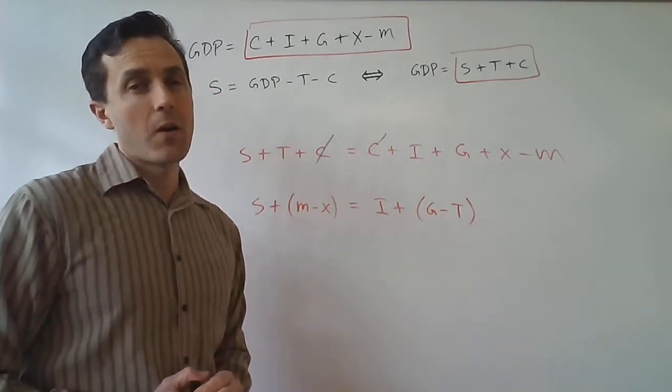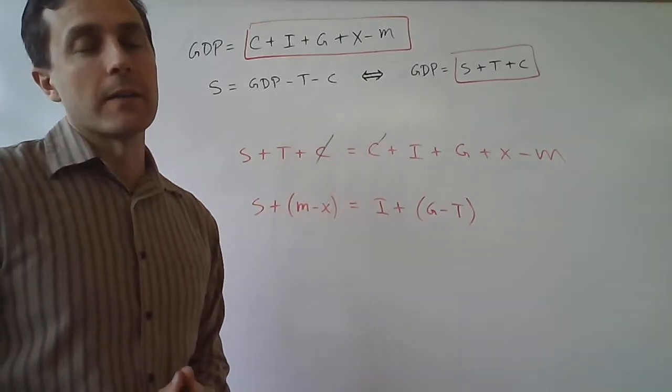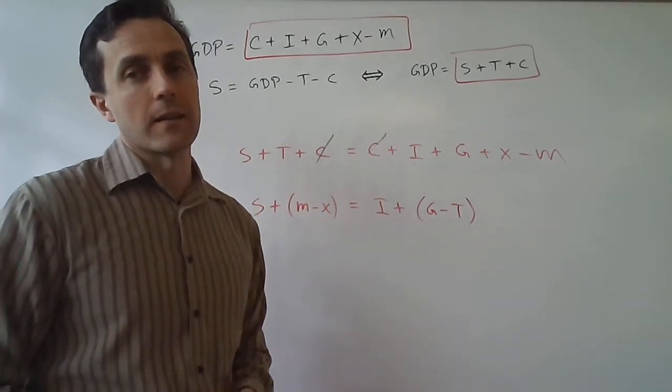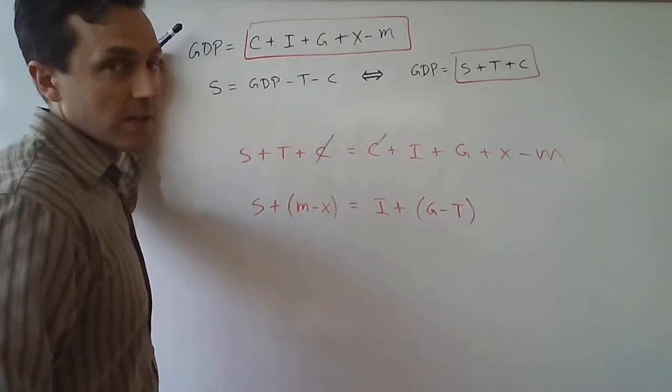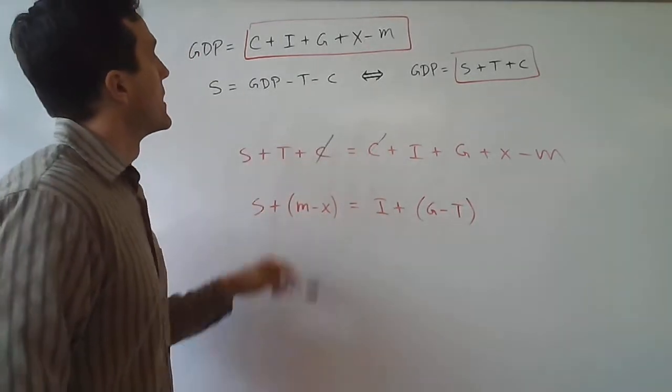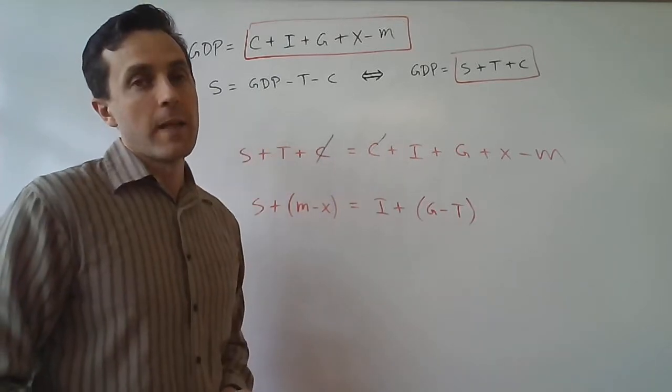So that's one way to arrive at the national savings and investment identity from these two equations, right? The GDP equals spending equation and the definition for private savings.